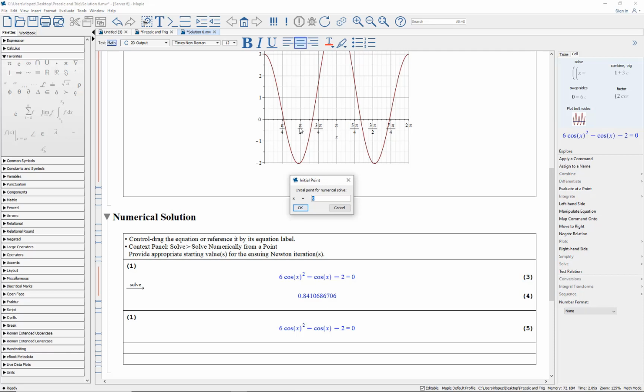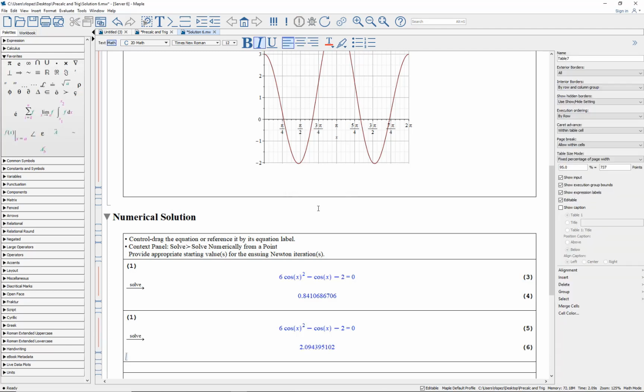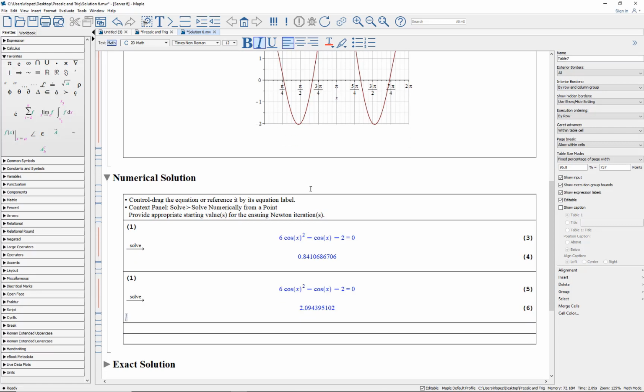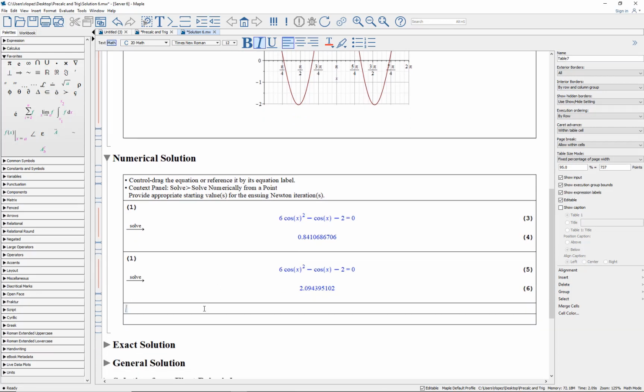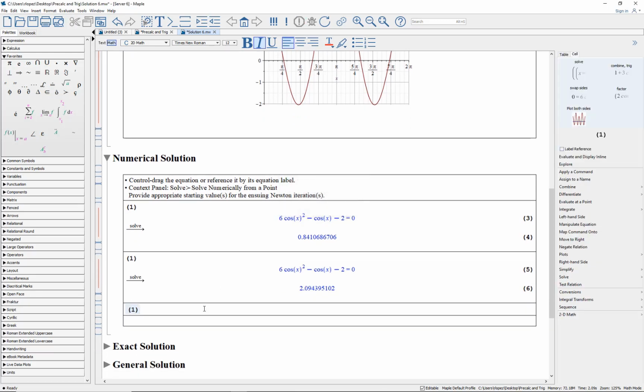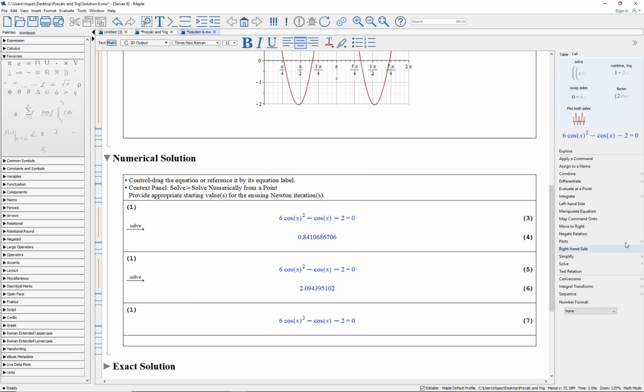3 pi upon 4. This is 1.57. So here, maybe we'll try a 2. We get a second solution, and just keep going. Control L1. Solve numerically from a point. So we need another starting value. Let's try 4.